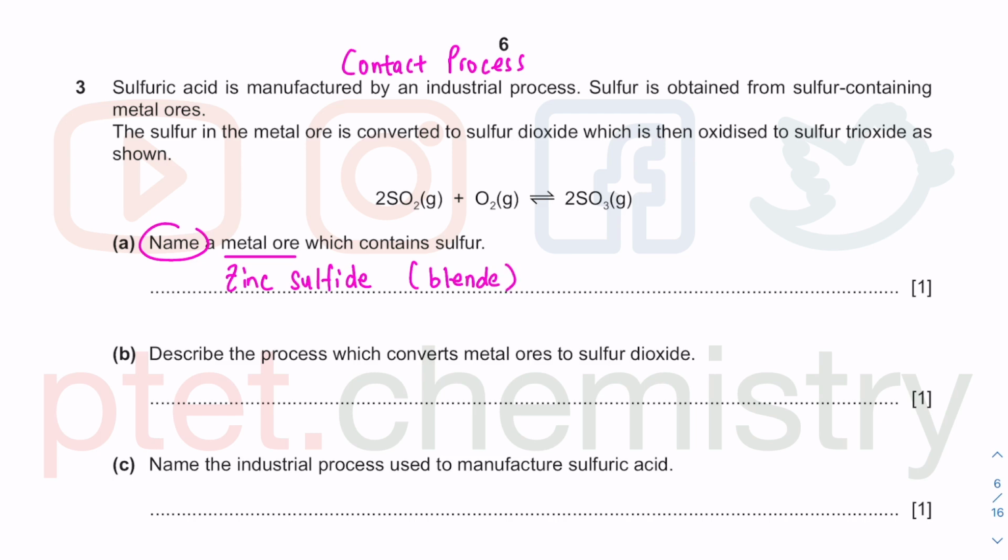Second part, describing the process which converts these metal ores to sulfur dioxide. So for example, we will have started from zinc sulfide. So that is basically blende, that's the mineral. And then you react that with oxygen, you roast it in oxygen.